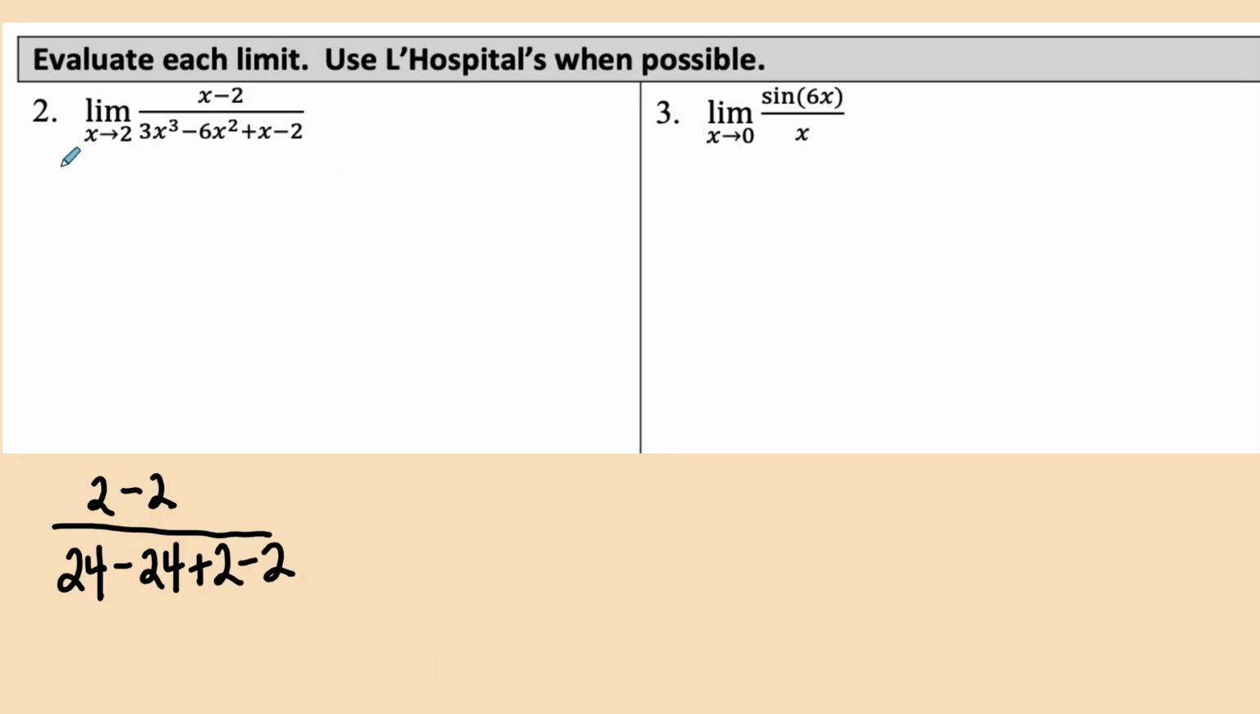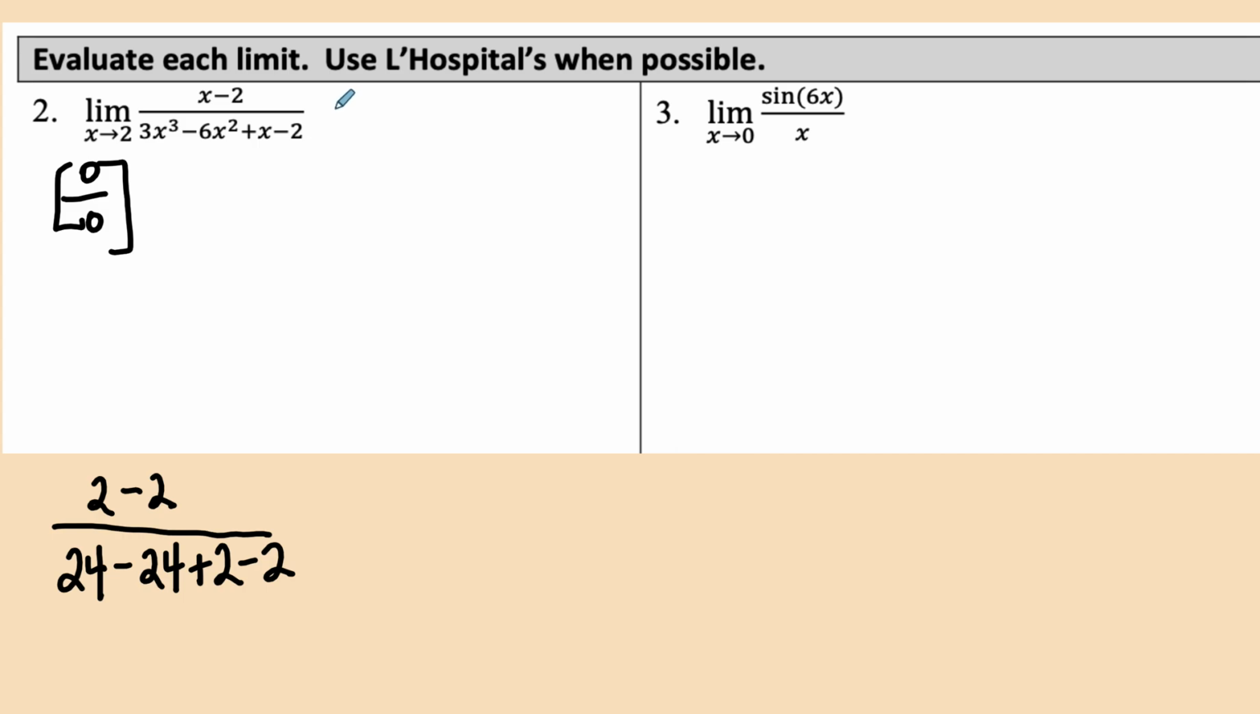All right, let's go ahead and take a look at these two, and then you're going to be doing some problems. We want to evaluate the numerator, and I put a 2 and a 2, so I can see that's a 0. And when I put 2 in for x in all of them, I can see that's 0 as well.